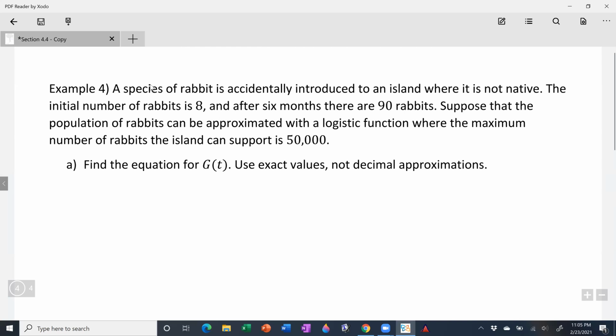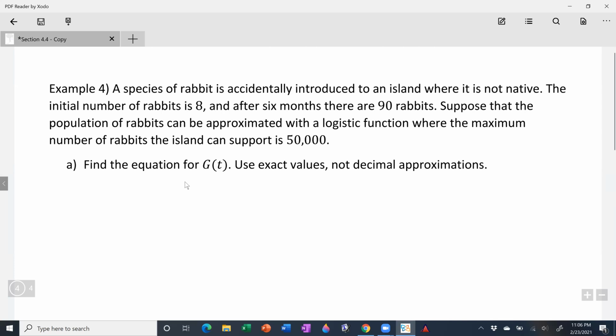Example 4. A species of rabbit is accidentally introduced to an island where it is not native. Uh-oh. So the initial number of rabbits is 8, and after 6 months, there are 90 rabbits. Okay, so suppose that the population of rabbits can be approximated with a logistic function where the maximum number of rabbits the island can support is 50,000. Again, finite amount of land, finite amount of food, whatever the reason is, 50,000 is the assumed maximum population the rabbits could ever reach.